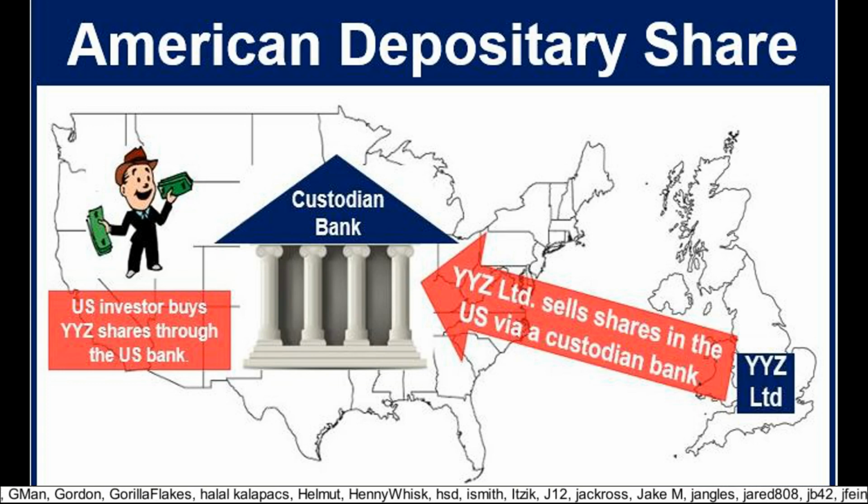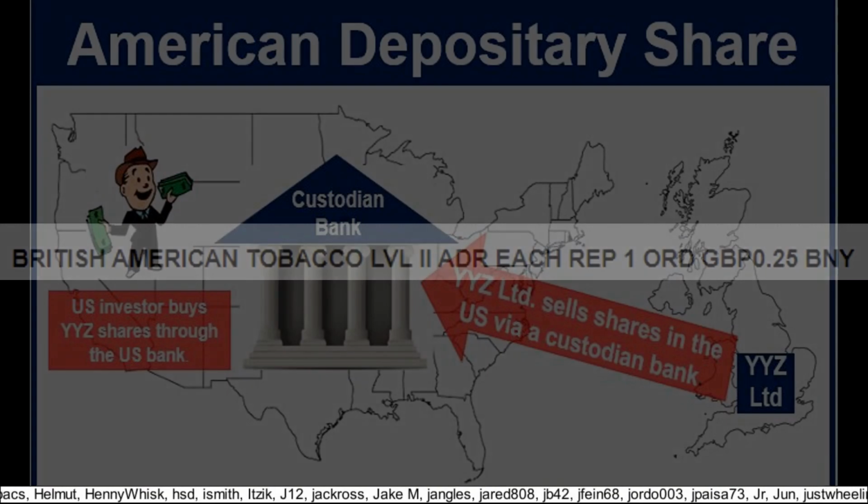I recently started a new position in British American Tobacco, ticker BTI, on the New York Stock Exchange, and the buy order detail said that I bought British American Tobacco Level 2 ADR. I'll explain what ADR levels are in a moment.